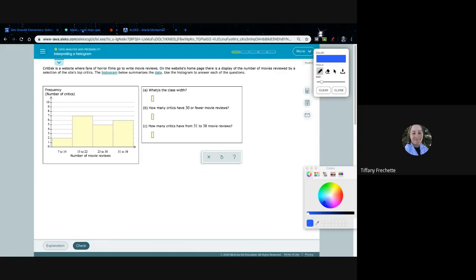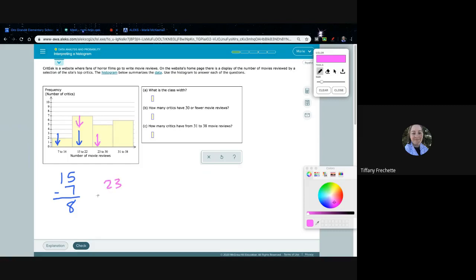So what is the class width? Remember, that just means what is the width of each one of these bars. So if you notice in the example and in the last one, we don't really have to do each and every one. We can do the first couple, and as long as we get the same number, we should be good. They're not going to switch it up on us in this format.